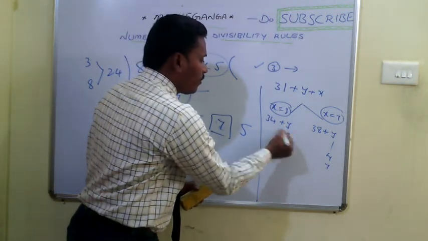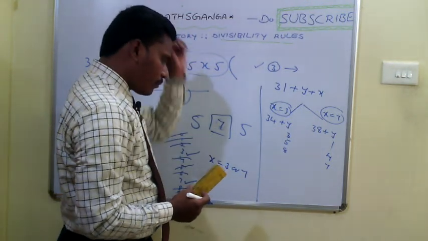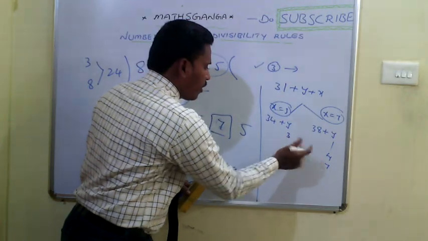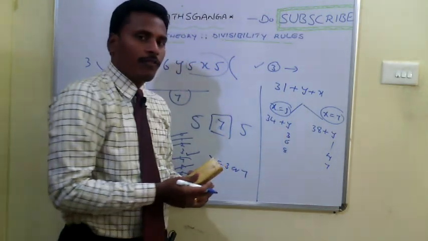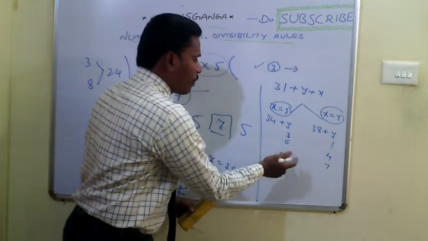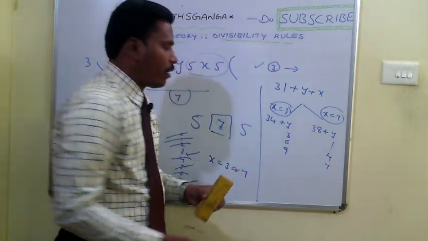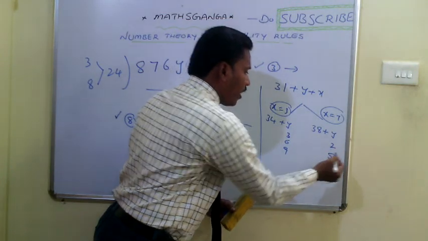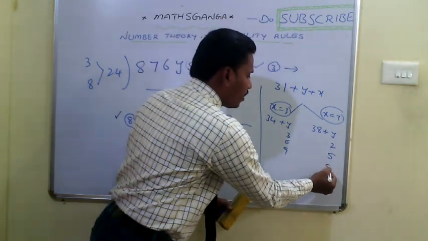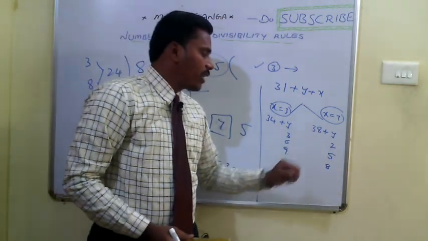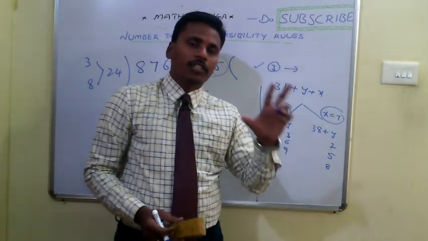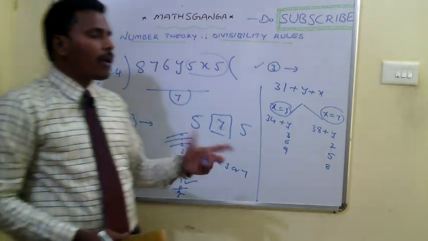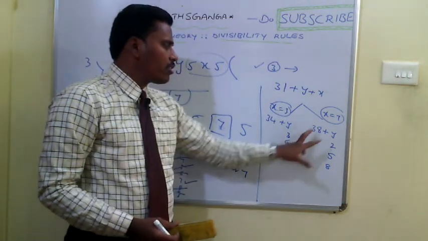If you replace with 3, 34 plus 3, 37, when divided by 3, leaves remainder 1. If you replace with 6, 34 plus 6, 40, leaves remainder 1. And if you replace with 9, it leaves remainder 1. Here also, when you replace with 2, it leaves remainder 1. Replace with 5, leaves remainder 1. And if you replace y with 8, 38 plus 8 is 46, and if you divide by 3, it leaves remainder 1. Leaving remainder 7 when divided by 3 is nothing but leaving remainder 1 when divided by 3. So these are the possibilities in the place of y.